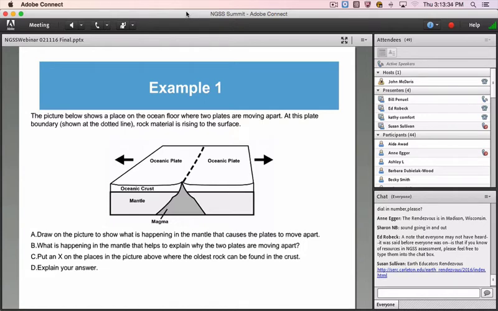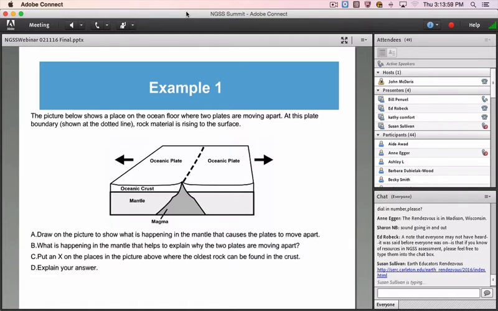Then we're using the model. They have to actually use the model to make a prediction about where they're going to find the oldest rock in the crust, namely farthest away from where these 2 plates are moving apart from one another. And they have to explain why that is the case. This is a big shift from the multiple choice item that you can usually find on this particular topic.